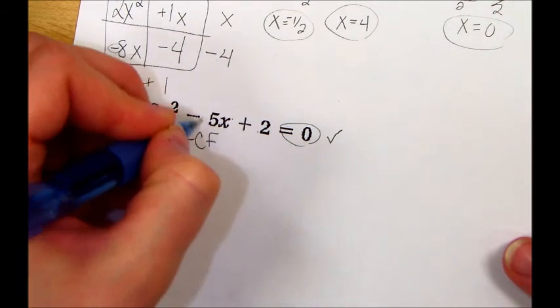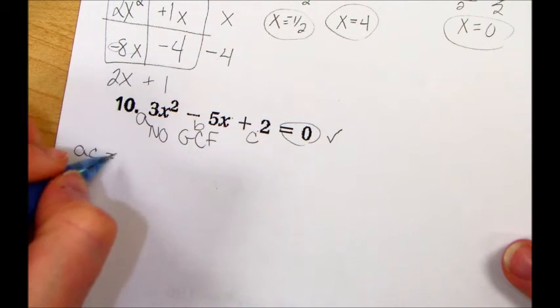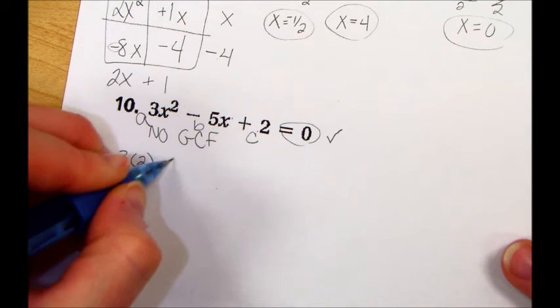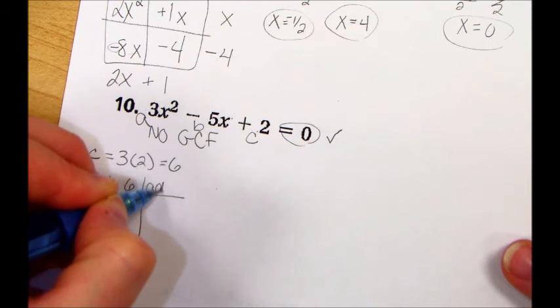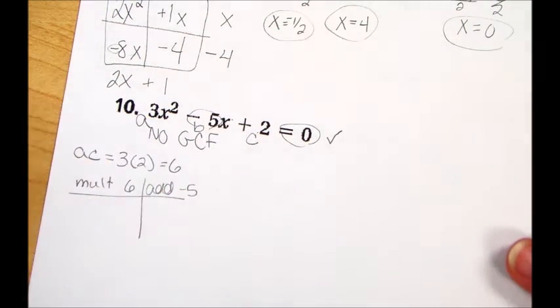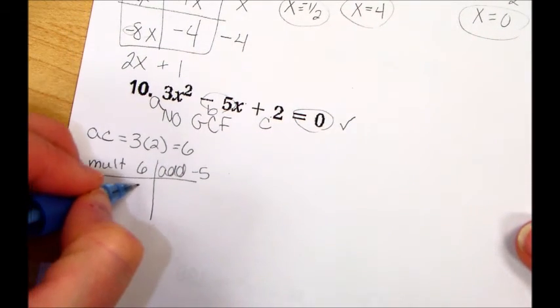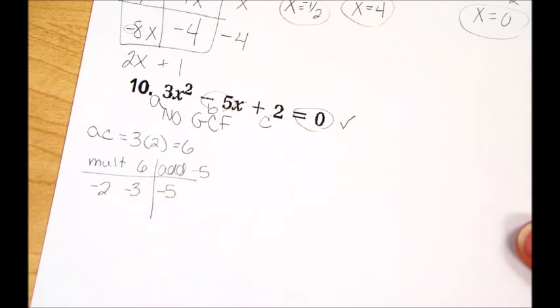We have A, B, and C. AC is 3 times 2, which makes 6. So now I set up my chart. Multiply to 6. Add to my B value of -5. Let's see, we know 2 times 3 makes 6, but 2 plus 3 makes a +5. If I change those both to negative, that still gives me my +6, and now when I add them, it gives me my -5.